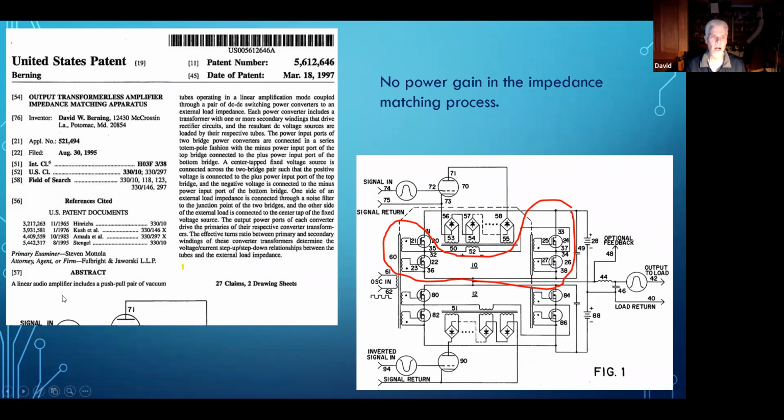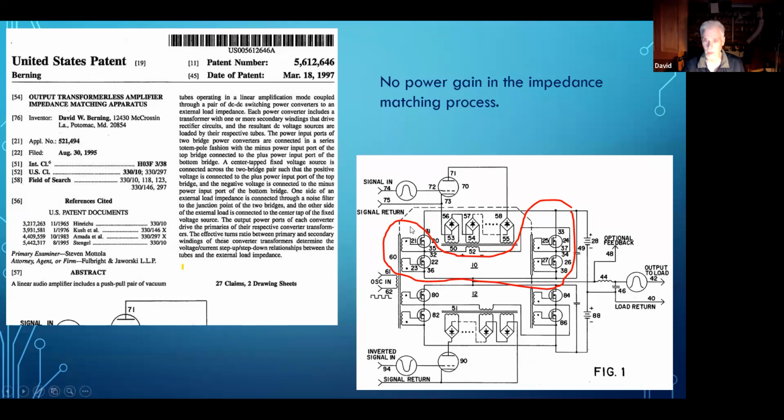A linear audio amplifier includes a push-pull pair of vacuum tubes operating in a linear amplification mode coupled through a pair of DC to DC switching power converters to an external load impedance. Each power converter includes a transformer with one or more secondary windings that drive rectifier circuits, and the resultant DC voltage sources are loaded by their respective tubes. I'm not going to read the rest of it because it just kind of details how it's done.